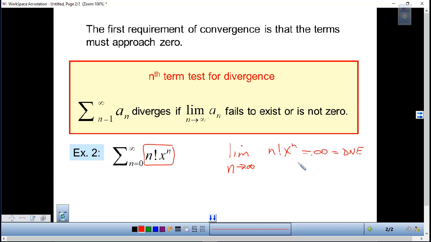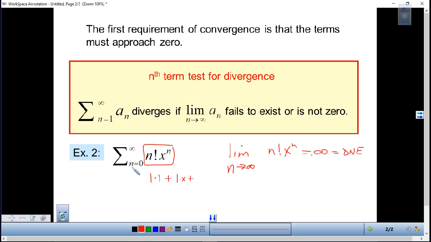Now, think about what's going to happen. Just look at a couple of these terms and you can kind of see what's going on. If n equals 0, we have 0 factorial, which is 1, times x to the 0 power, which would be 1. And then plus, let's let n equal 1. We've got 1 factorial, which is 1, and x to the n power is going to be x.